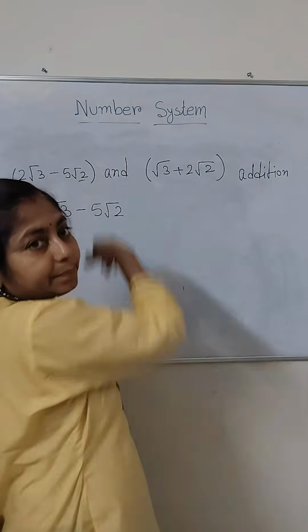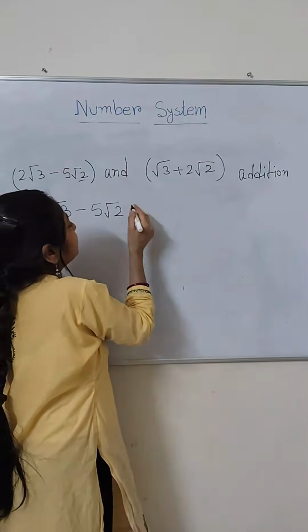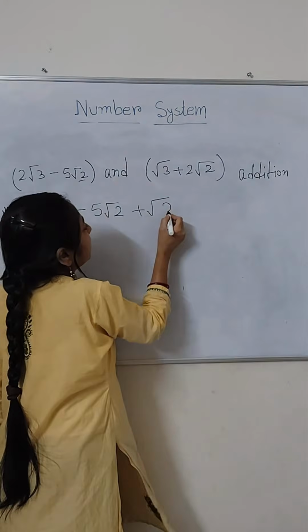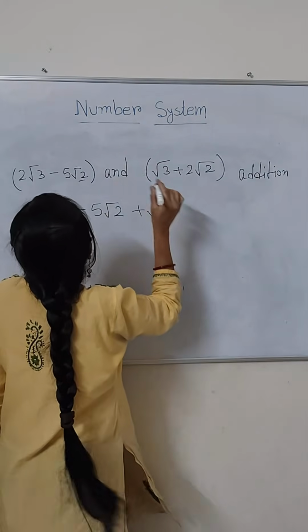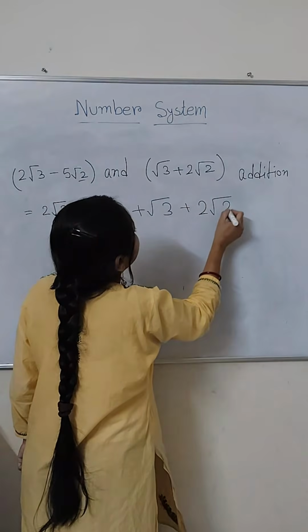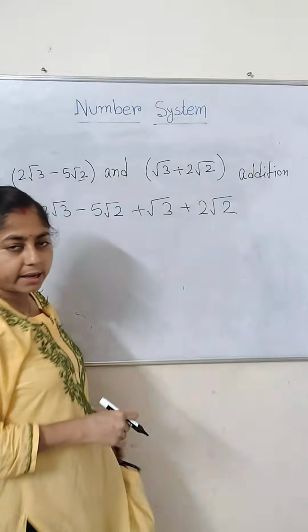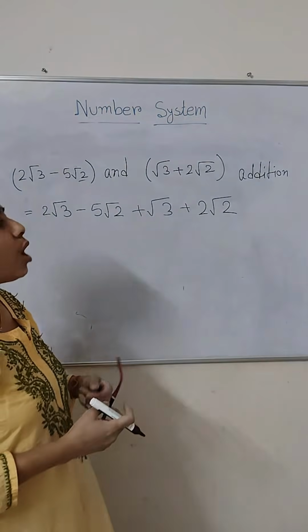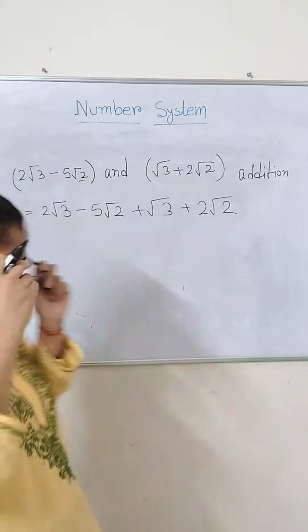Here there is a plus, so plus root 3, plus plus. It is also plus 2 root 2 up to this one. Okay. Please copy the maths from the board.